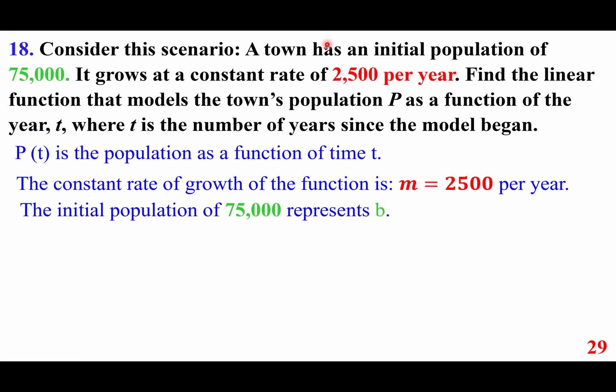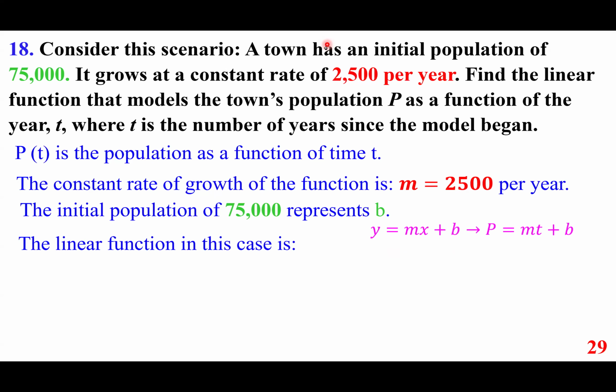And the linear function, which is y equals mx plus b, becomes P equals mt plus b, because we are using the t as an independent variable instead of x. So P of t becomes 2,500t plus 75,000.